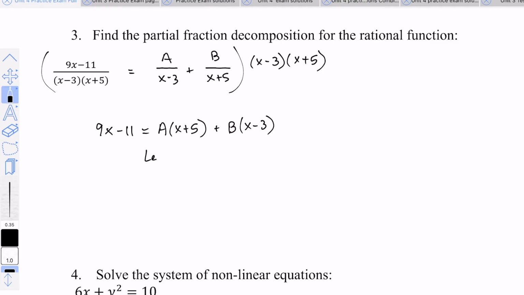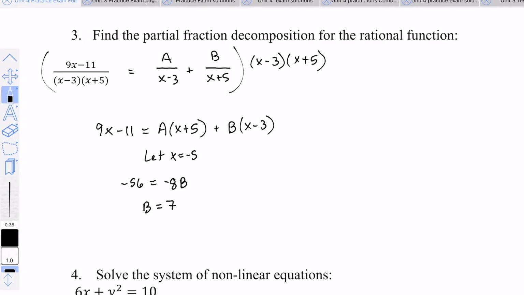So I'm going to let x equal -5, and then we would plug -5 in for all of the x values. Here, -5 times 9 is -45, minus 11 is -56. Here, -5 plus 5 is 0, so this term disappears. -5 minus 3 is -8. So B is equal to 7.